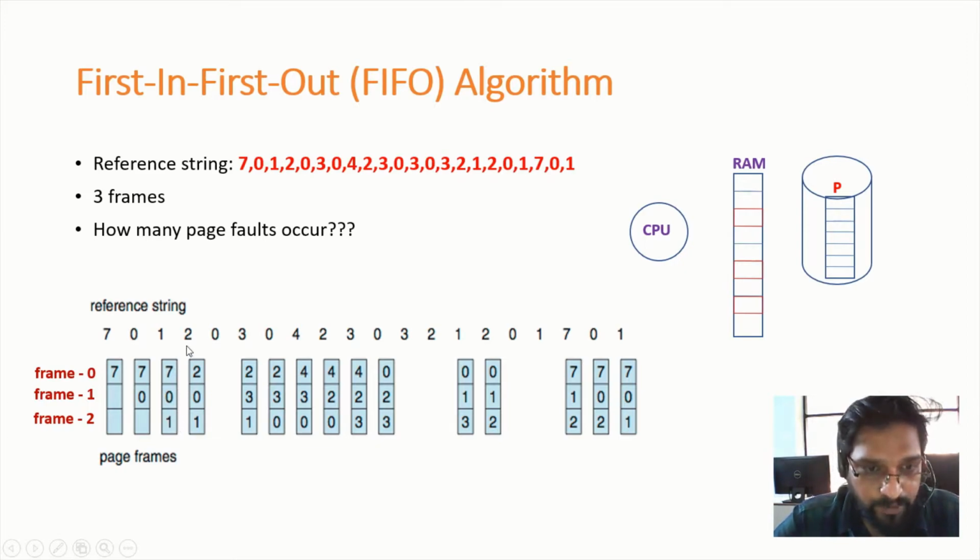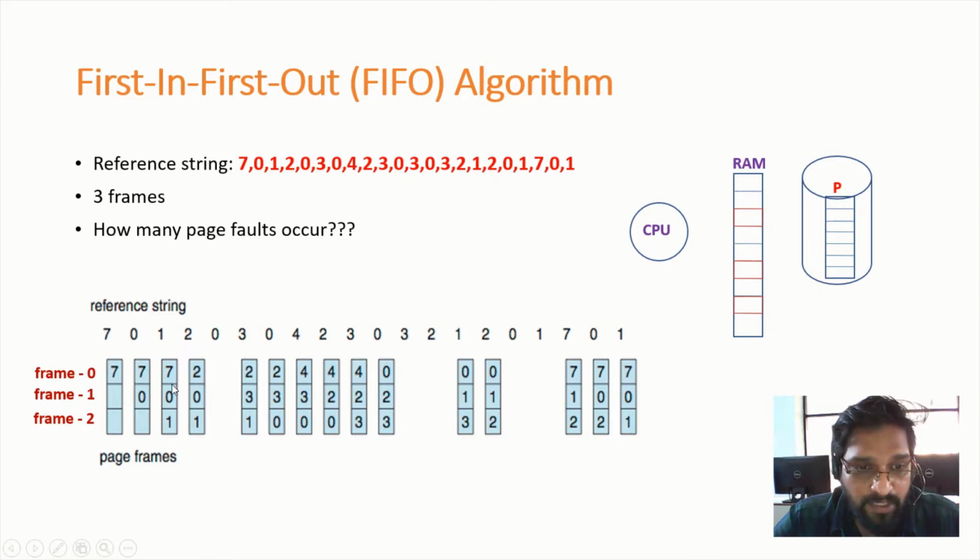Now CPU is requesting page number 2. Page number 2 is not present inside the RAM. Since page number 2 is not present inside the RAM, we need to move page number 2 from hard disk to RAM. Now the question comes: which page number needs to be replaced with page number 2, right?